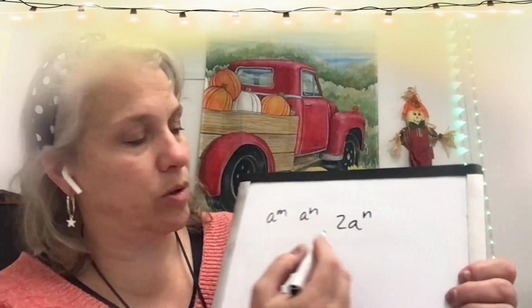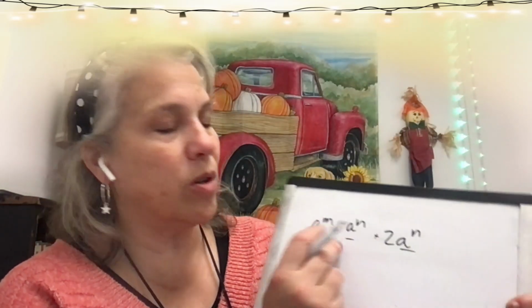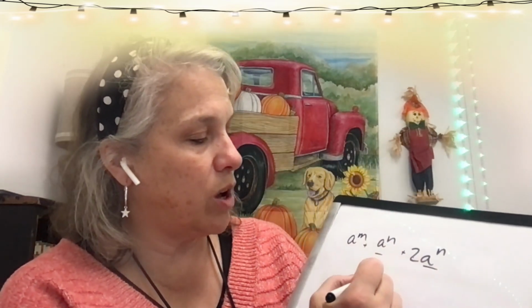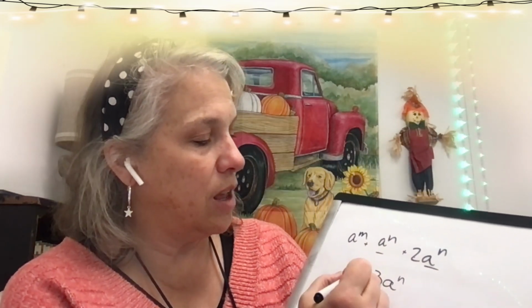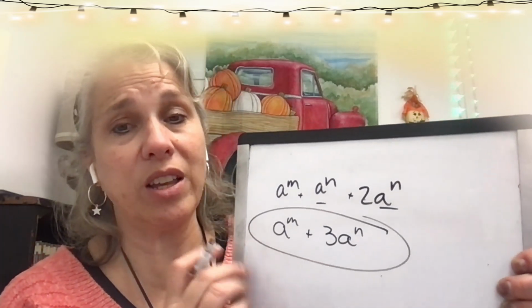Number 3, we have a to the m, a to the n, and 2a to the n. Okay, so do we have any like terms? Well, that's a to the n, a to the n. So I can combine those. If I don't have a number in front of the letter, that's a 1. So 2 plus 1 is 3a to the n plus a to the m. And that is my final answer. I can't combine it any more than that.